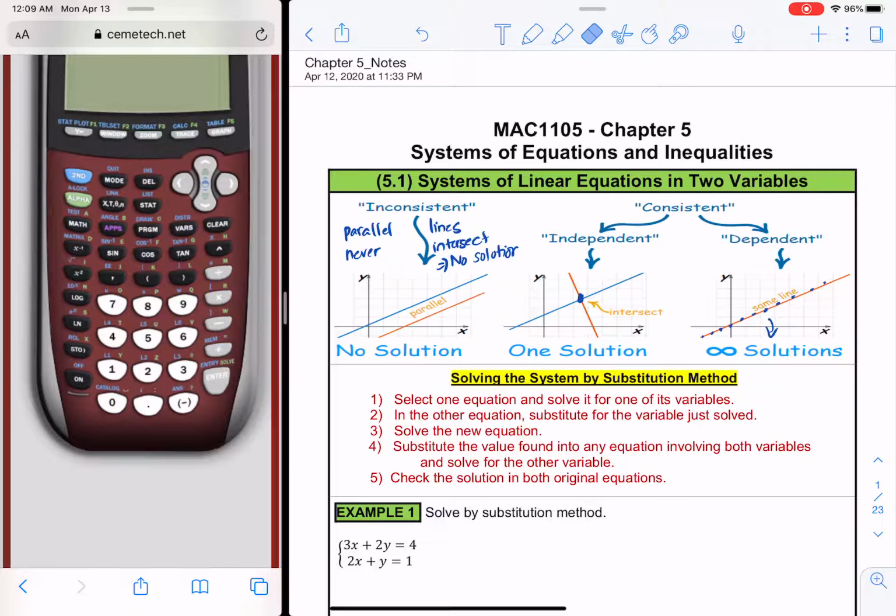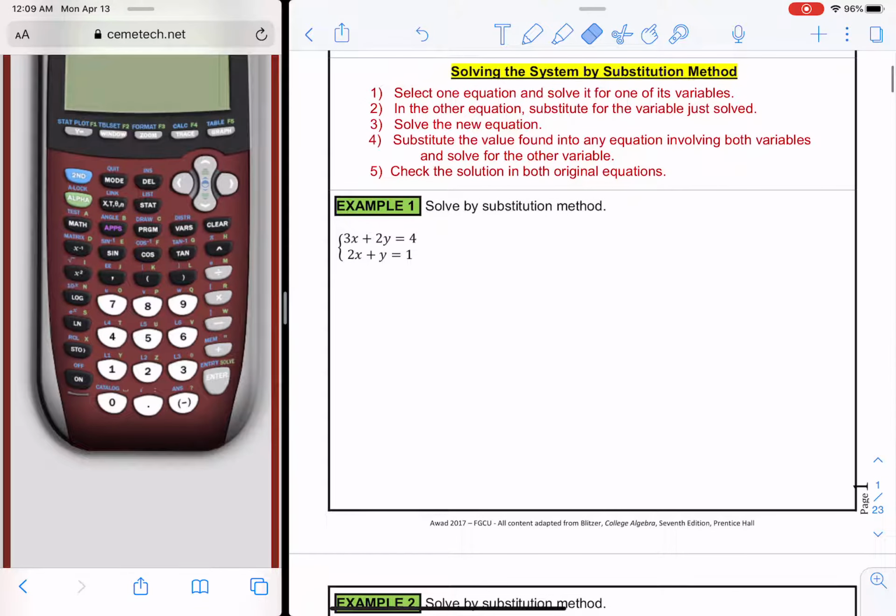So if we either have one solution or infinite solutions, we call the system to be consistent. If it has no solution, then the system is inconsistent. So there are two approaches to solve a system of equations.